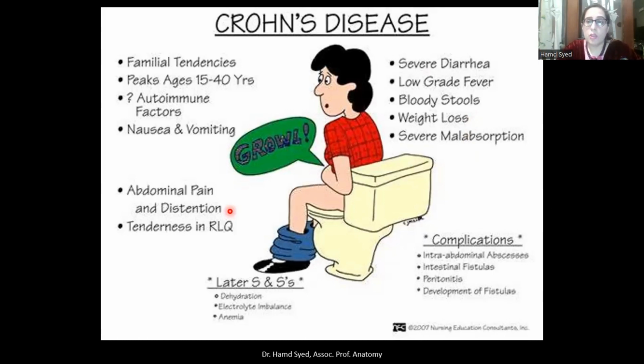If we look at the etiology or causative factors of Crohn's disease, it is multifactorial. There can be a genetic factor to it, and there might be some environmental factors to it. Typically, it occurs between 15 and 40 years of age. Later on, because of the malabsorption, there can be dehydration, electrolyte imbalance, and anemia. Complications are infection or abscess formation within the abdomen, fistulae formation, and peritonitis, that is, inflammation of the peritoneum. These are the different complications of Crohn's disease.